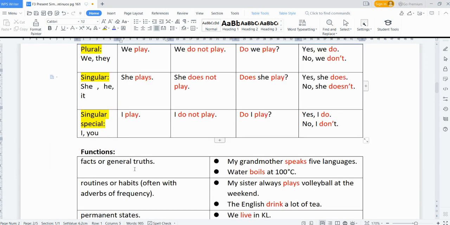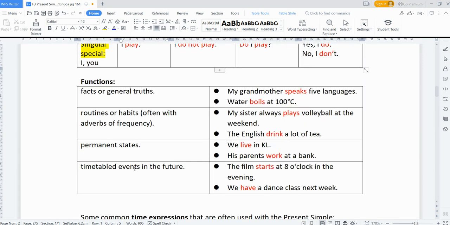Okay. Next, we look at the function. Kenapa kita nak guna simple present ni? Okay. Number one, to tell facts or general truth. Bila nak menyatakan tentang fakta, okay, benda yang memang betul. For example, my grandmother speaks 5 languages. Water boils at 100 degrees Celsius. I am Ahmad. I am a boy, something like that.